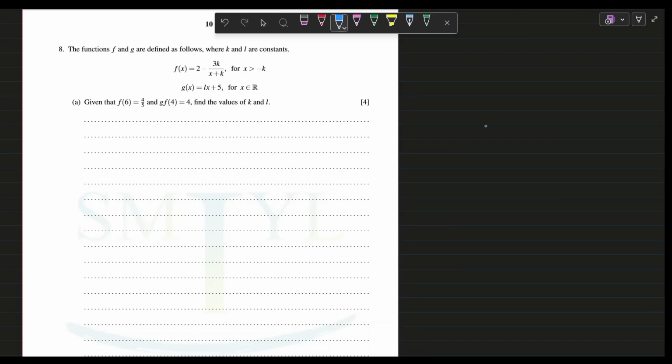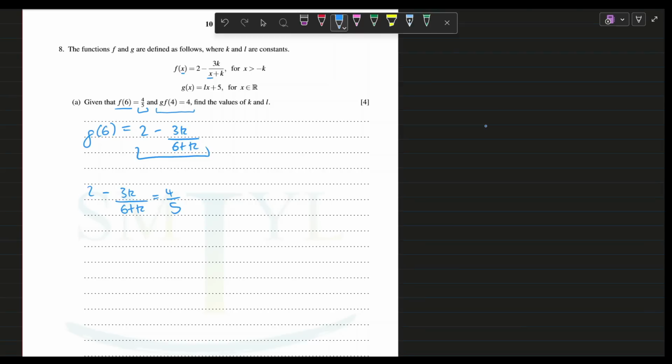Okay, so let's start by evaluating f of 6. So f of 6 is going to be, we're replacing every x with a 6. So that's 2 minus 3k over 6 plus k. And we're told that this should be equal to 4 over 5. So 2 minus 3k over 6 plus k must be equal to 4 over 5. Alright, and then we're also given gf of 4 is equal to 4.